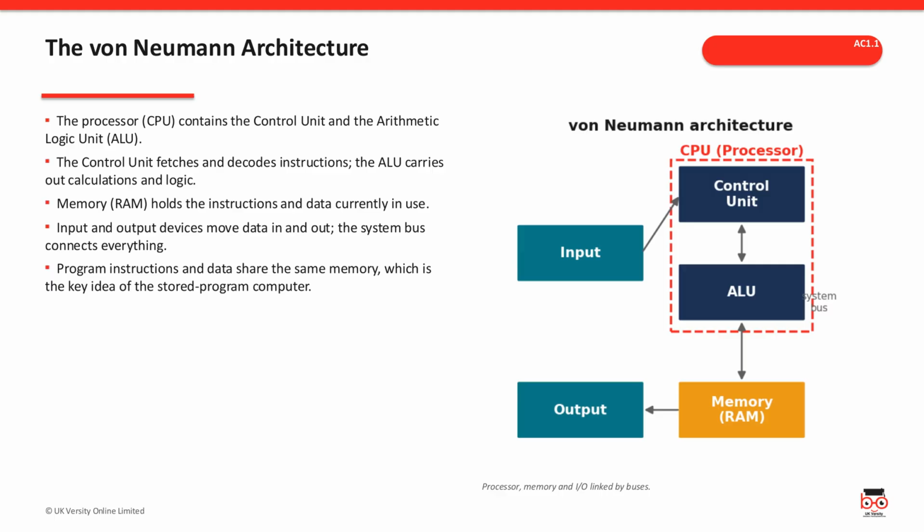At the heart sits the processor, or CPU, and inside it are two teams: the control unit, which fetches and decodes each instruction, and the arithmetic logic unit, which does the actual sums and logical decisions. Alongside it, RAM holds whatever instructions and data are in use right now, while input and output devices shuttle information in and out, all connected by the system bus. The clever idea here is that the program and its data share the very same memory, which is why we call it a stored program computer.